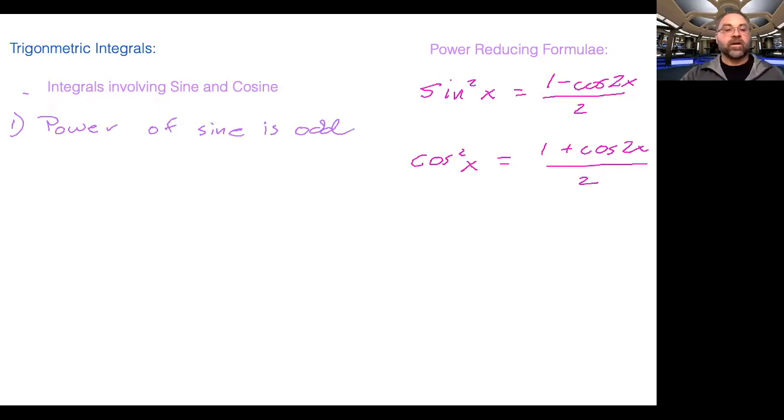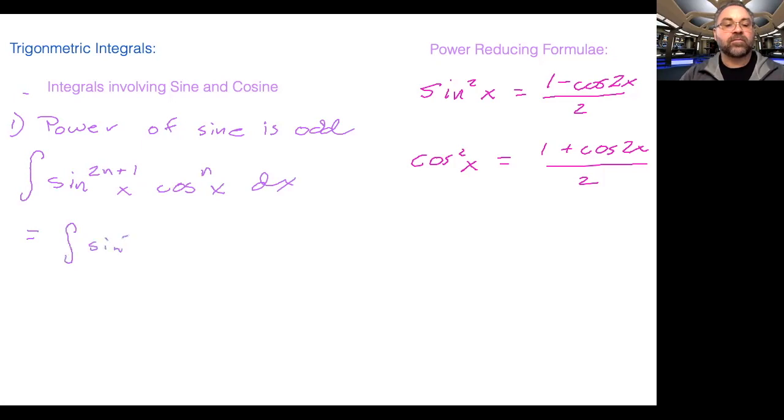If the power of sine is odd, then basically you have the integral of sine to the 2n plus 1 of x, and then you've got cosine to some power of x dx. Doesn't have to be even. What we're going to do is save a factor of sine. The reason we did that is now we have the sine of x dx, which is of course the derivative of cosine of x, because now this becomes a very nice u substitution. We're going to let u equal cosine of x.